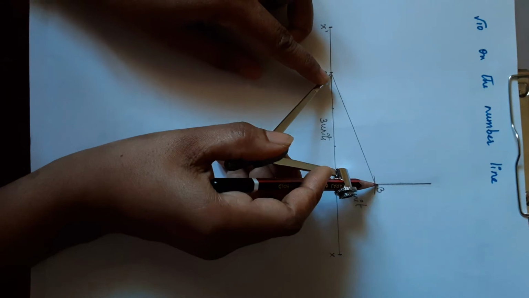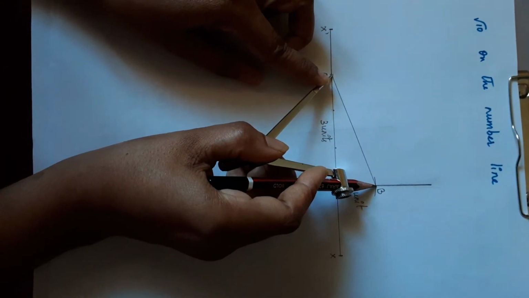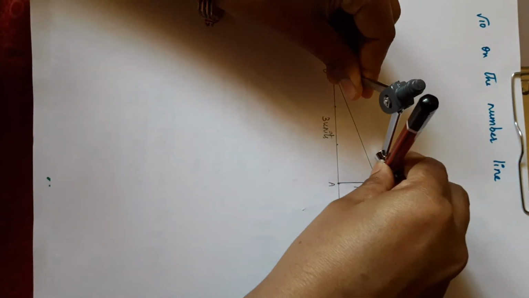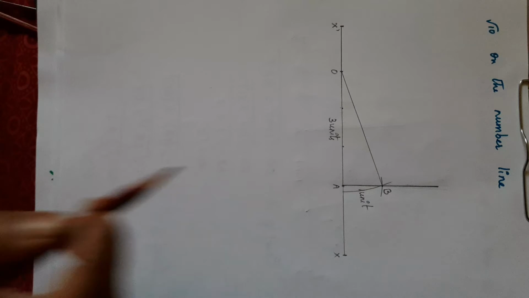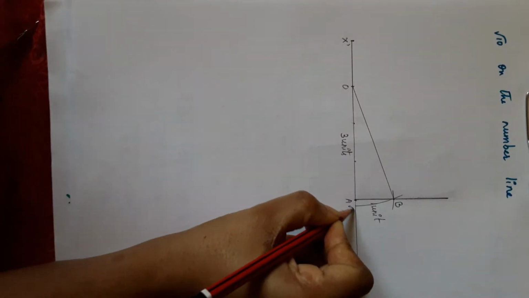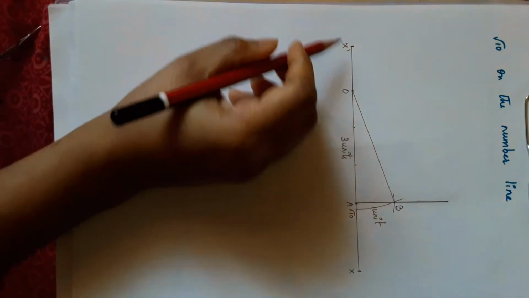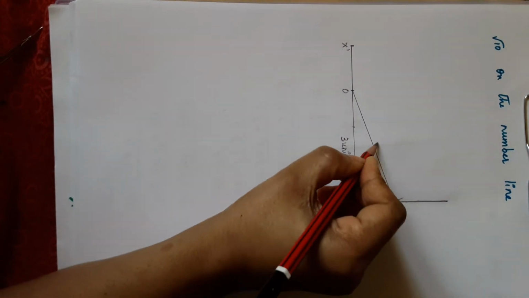Take OB as radius. From B, draw an arc touching the line x bar x. So here is the required root 10 on the number line x bar x. OB is also root 10.